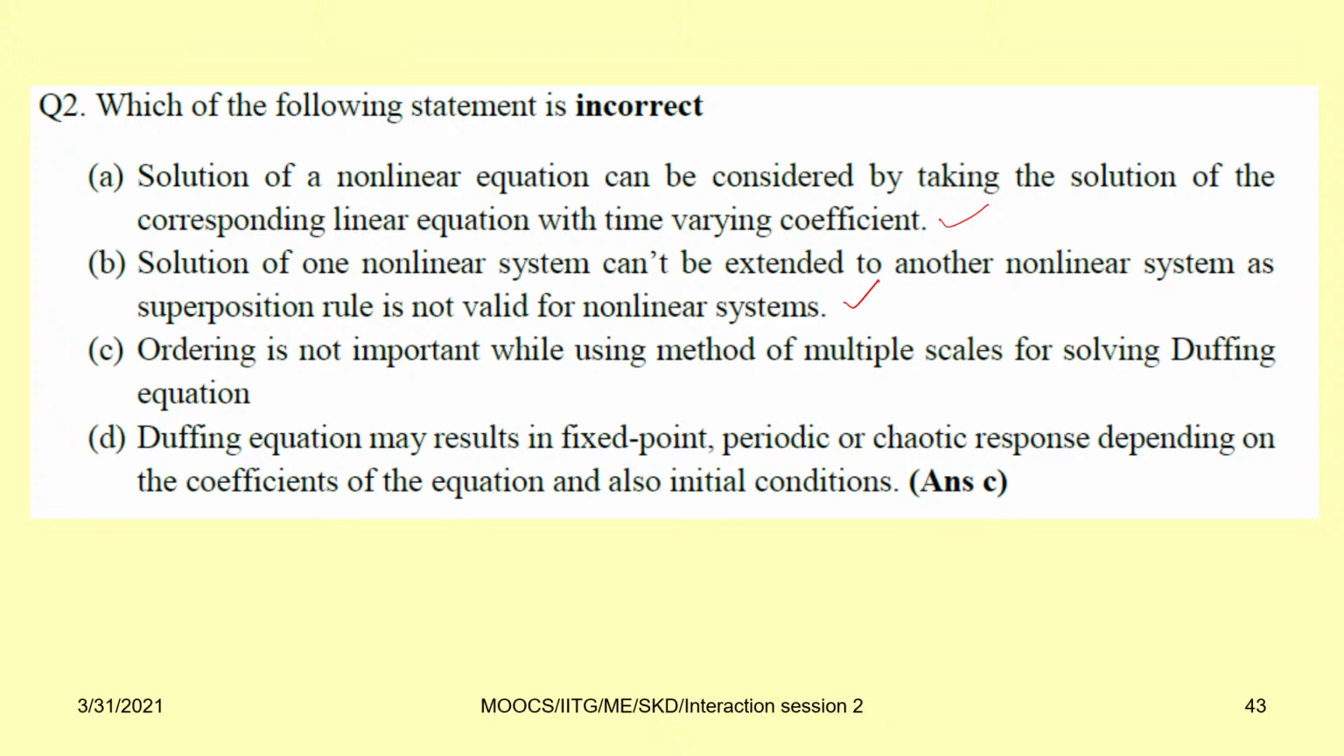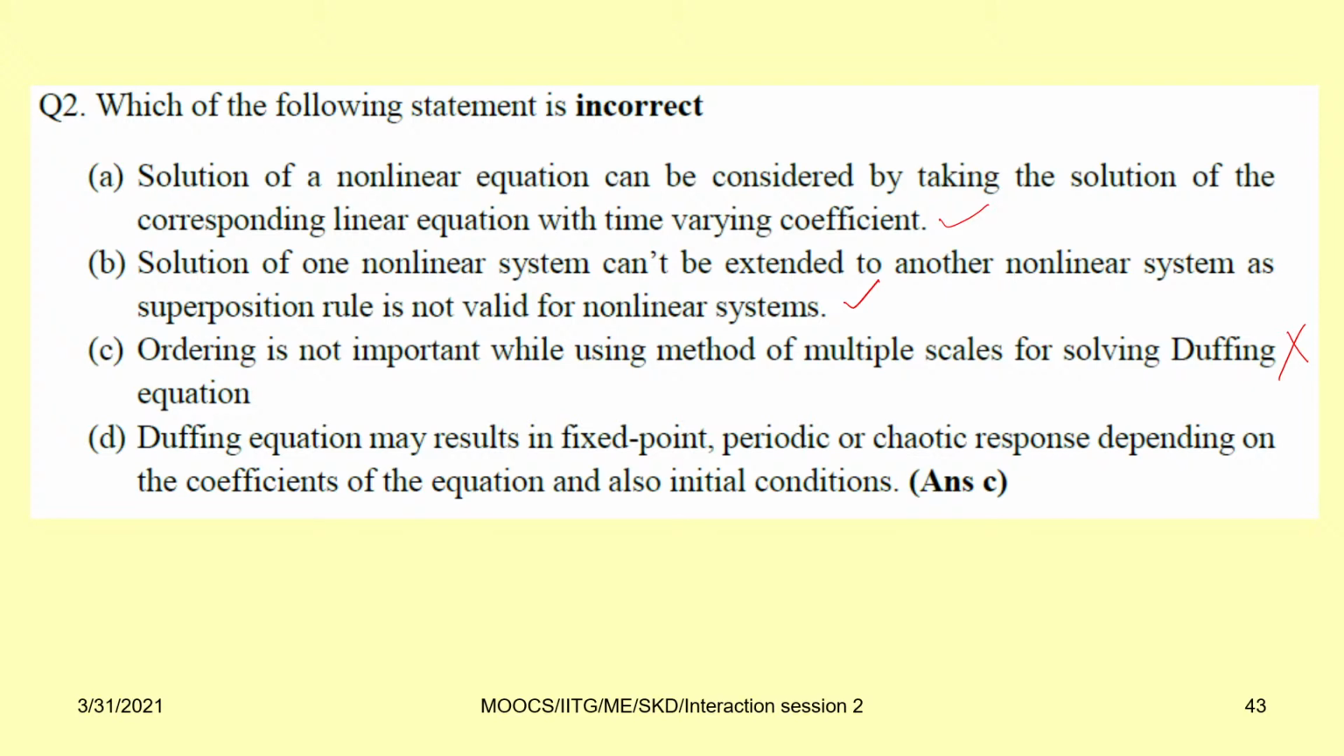Ordering is not important while using the method of multiple scales. So this option is incorrect. Ordering is very, very important. For example, if you are not putting the order of epsilon, then your equation will be different.